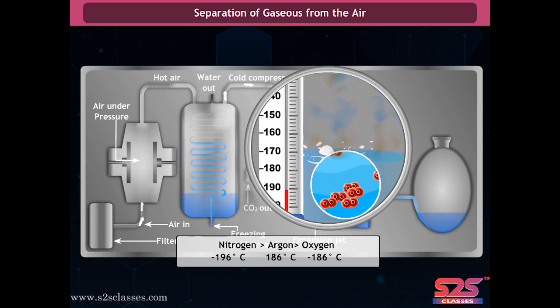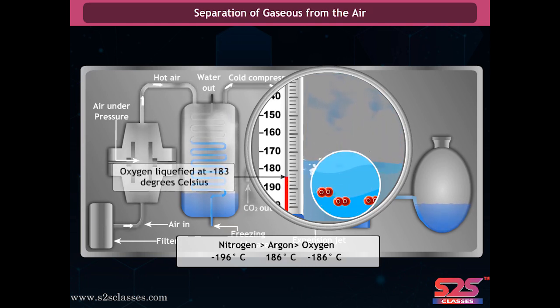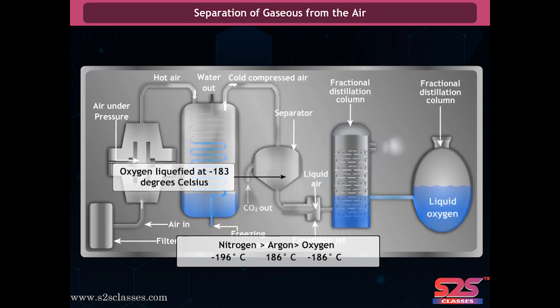Argon boils at -186 degrees Celsius. Oxygen boils at -183 degrees Celsius. Each gas is collected and stored separately in cylinders under pressure.